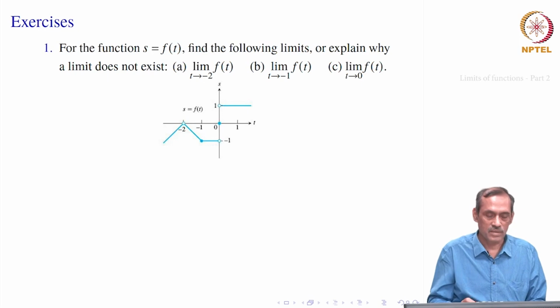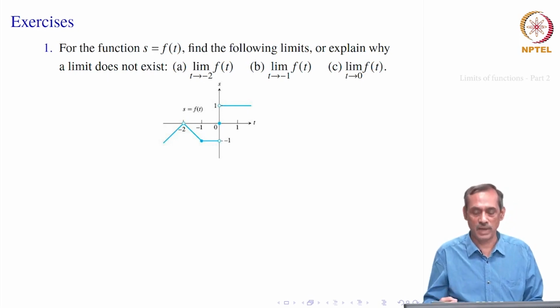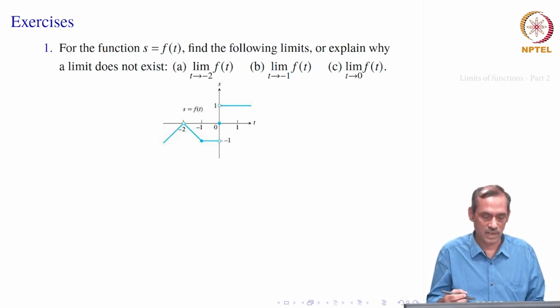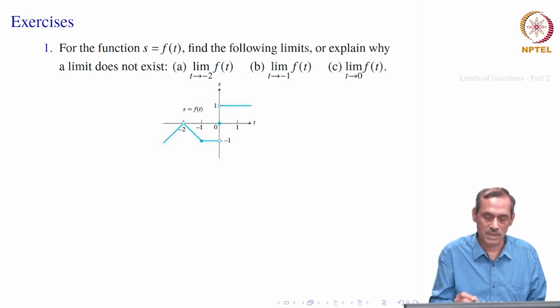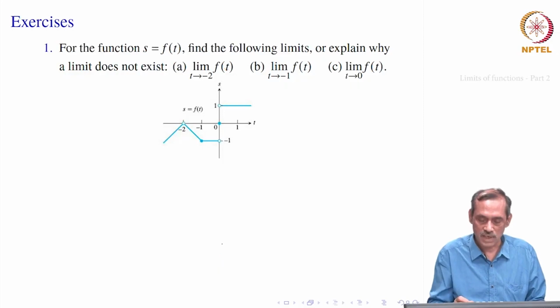Okay. So, now let us see how to apply these ideas, whatever we have learnt till now, on some problems. Let us take the function s equal to f of t. Instead of y equal to f of x, sometimes we write s equal to f of t also, that should not worry you. Find the following limits or explain why a limit does not exist. The first case: limit of f of t as t goes to minus 2.